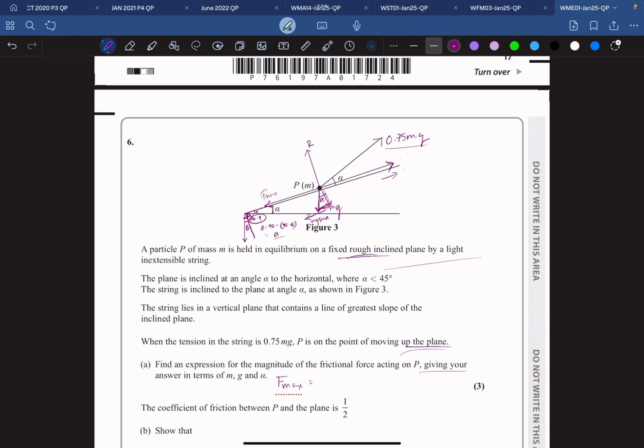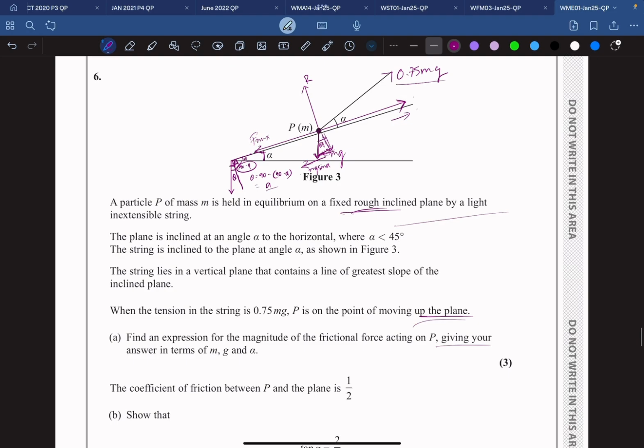What is it? It's just mu R. We know what mu is, don't we? Oh, we don't know mu. Okay, so I guess we can't do that. So we just have to use this information right here. We know it is on the point of moving, but it's not moving. It's still at equilibrium, at rest.